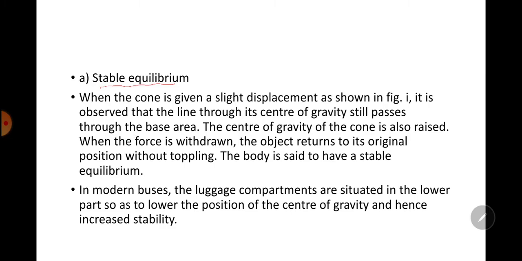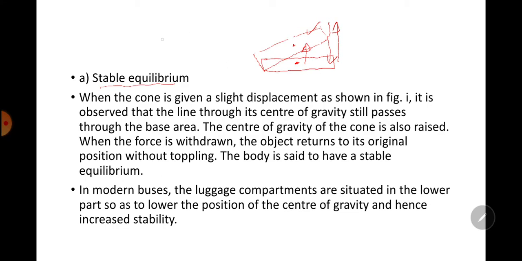Now I will explain it in the diagram. If after a slight disturbance, for example, if you take an object like this, this is the center of gravity. If you give a slight disturbance and the body is raised like this to this position, the center of gravity will be raised. If you remove the force, it will return back to its original position. Such a state of a body is called stable state of equilibrium.